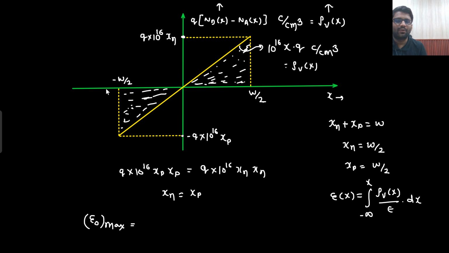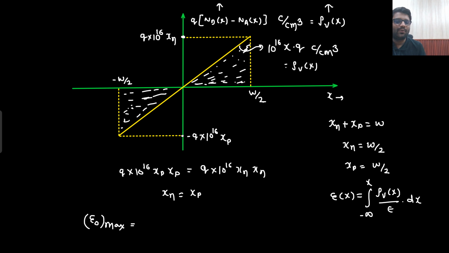So the xn and xp relation I got: this is minus w by 2, this is plus w by 2. Total width is w only. From there I got to know. So now I can write down the equation. I have written down the equation of rho Vx. Now I know that my electric field at any point x could be given as the integral from minus infinity to x of rho Vx divided by epsilon, dx.